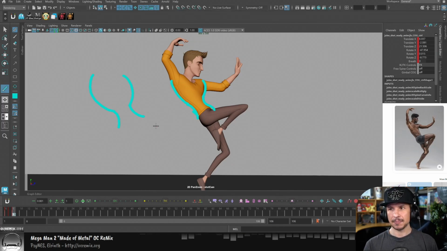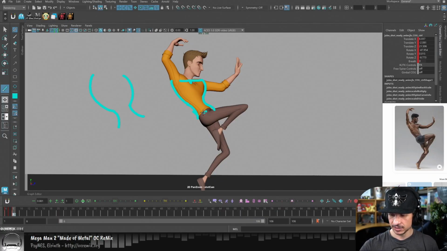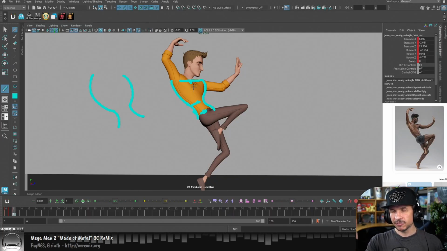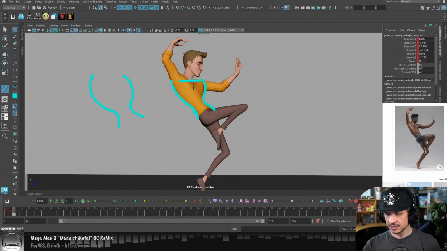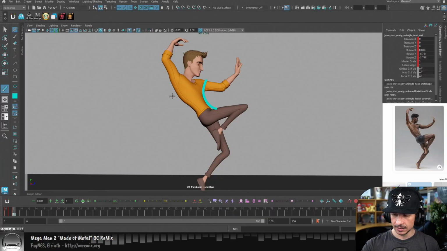Not necessarily a bad thing, but if we look at the center of this here and the center of this here, it's just a straight line. There's no curve here. We're not feeling that curve through the body because we're getting two contrasting curves there and there.